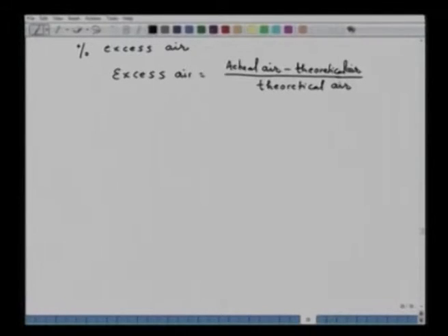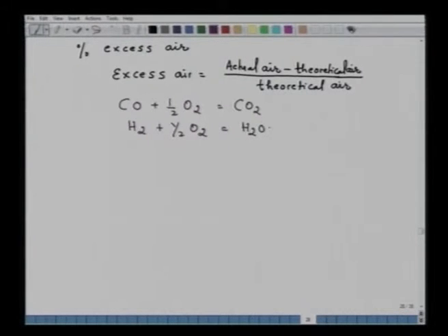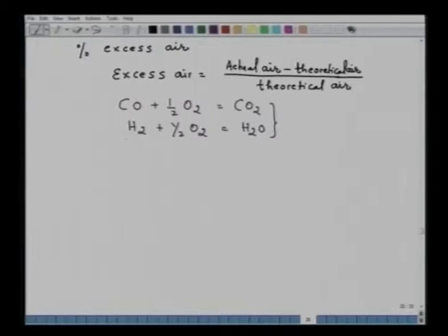So, in this particular case, if you have to calculate theoretical air, then what you have to consider? We have to consider the following reactions. The reactions are CO plus half O2 equals CO2, and H2 plus half O2 equals H2O. These are the two reactions which are responsible for combustion. So, straight away we see 1 mole of CO needs half mole of oxygen, 1 mole of H2 needs half mole of oxygen, that is the theoretical oxygen.